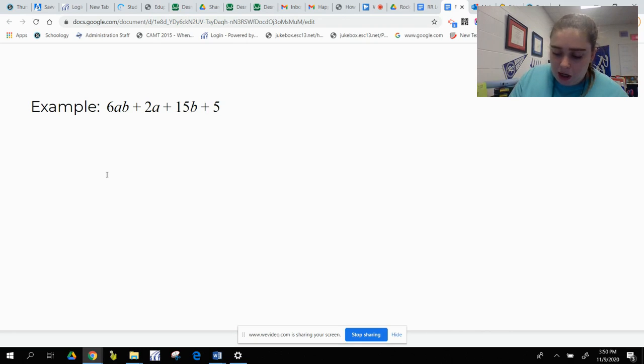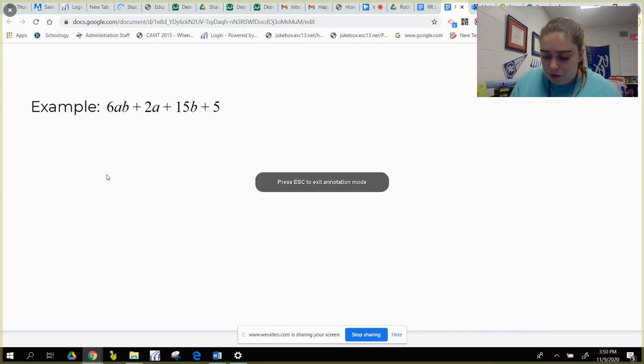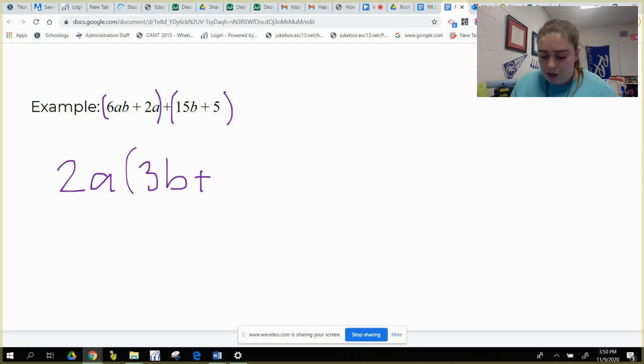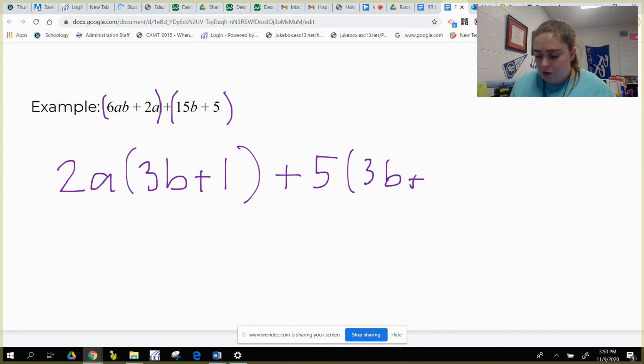So first thing we're going to do is separate it into binomials. So for the first one, we're going to have that 6ab plus 2a, and then the second one is 15b plus 5, okay? Now we're going to factor both of those binomials, so factor out what we can. In this first one, we can factor out 2a, so that means we'd be left with 3b plus 1. Okay, and then in the second one, we can factor out a 5. And just a 5, no variable, because we have a constant in there. So we'd be left with 3b plus 1.